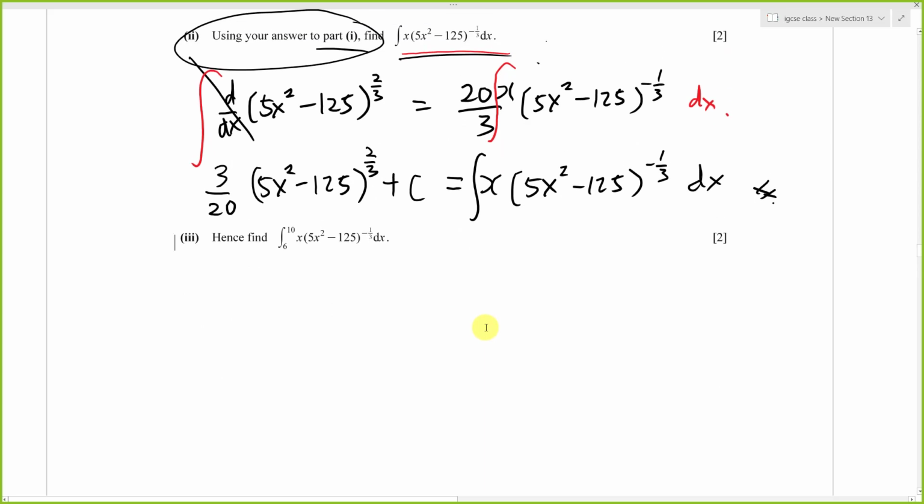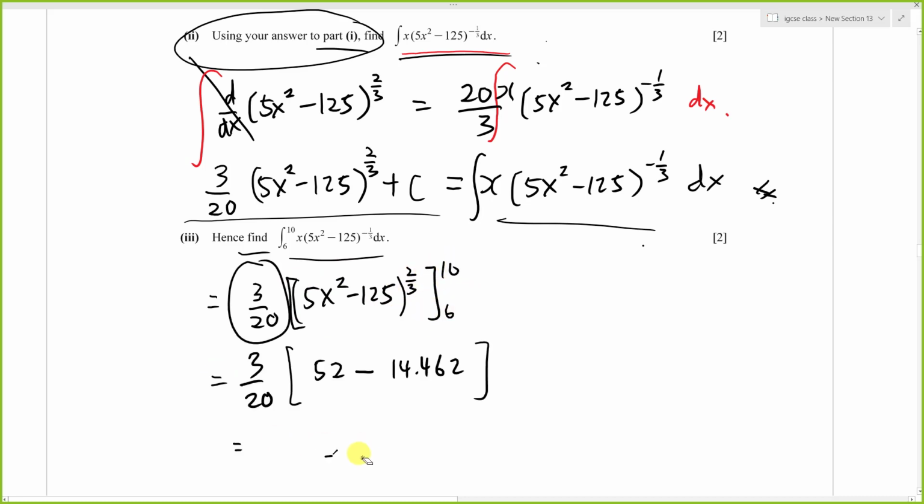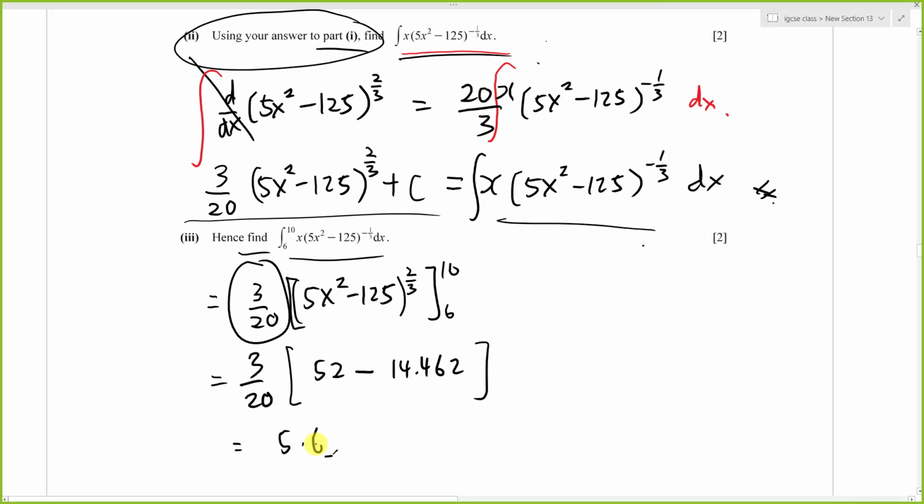Okay, then hence find this thing. Is it the same here? Yeah, it's the same, right? So I can just straight away use the other side and ignore c, because right now we have the limits 6 to 10. Normally I'll just leave the 3 over 20 outside. So 5x squared minus 125 to the power of 2 over 3, with limits 6 to 10. Then multiply by 3 over 20. Yeah, 5.63, which is correct.